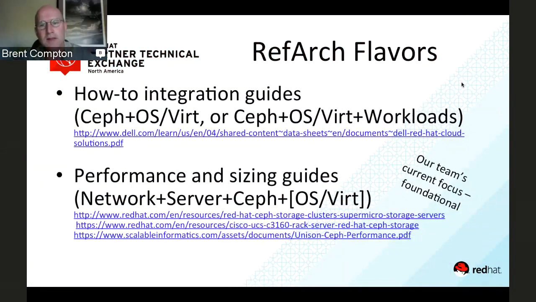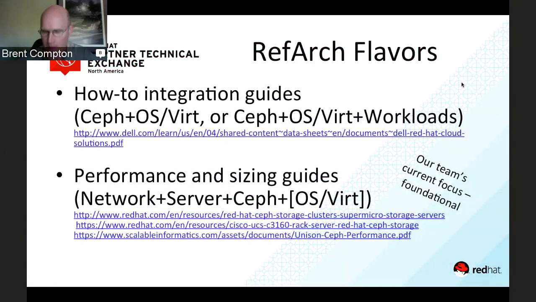And that's one flavor. Another flavor read more like performance and sizing guides, and listed are 3 different links there. One is a reference architecture we've recently published with Supermicro. It's across their family. The second one is a performance white paper in which we've collaborated with Cisco's UCS team. And the third one is one from Scalable Informatics, another performance white paper. So all of those read more like performance and sizing guides.